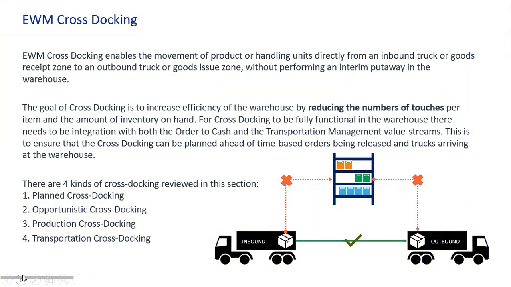For cross-docking to be fully functional in the warehouse, there needs to be integration with both the order to cash and transportation management value streams. This is to ensure that cross-docking can be planned ahead of time, based on orders being released and trucks arriving at the warehouse.